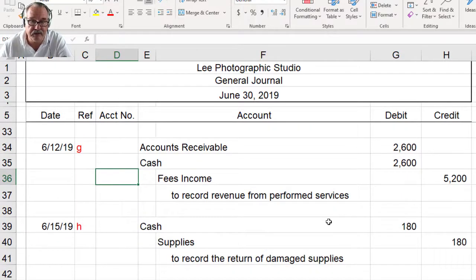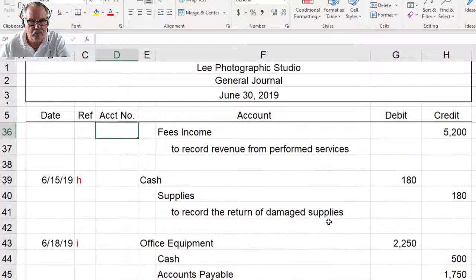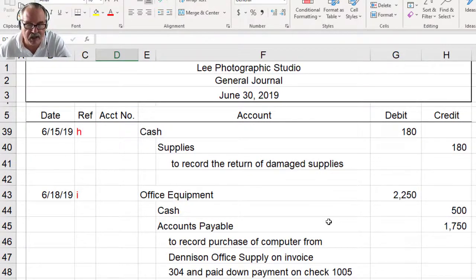We performed some services. Some we got paid for immediately, some we're going to get paid for in the future. Debit accounts receivable, $2,600, debit cash, $2,600, and credit fees income, $5,200. We returned some supplies. So we bought the supplies before. Now we're returning them. We're going to debit cash. Cash is going up. They gave us cash back for the damaged supplies. And then we'll credit supplies, which is going to make supplies go down. That's a kind of an odd transaction.